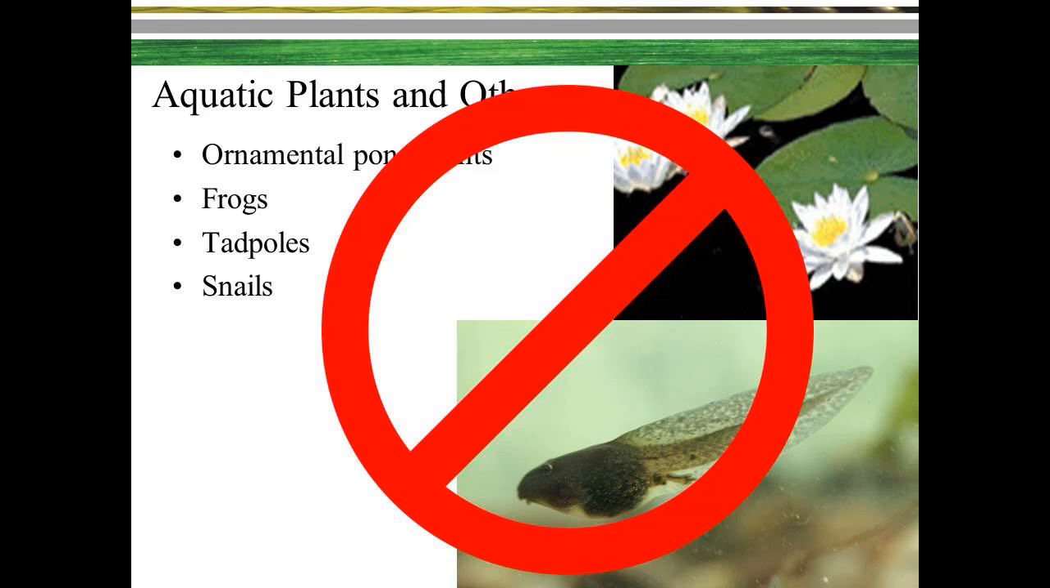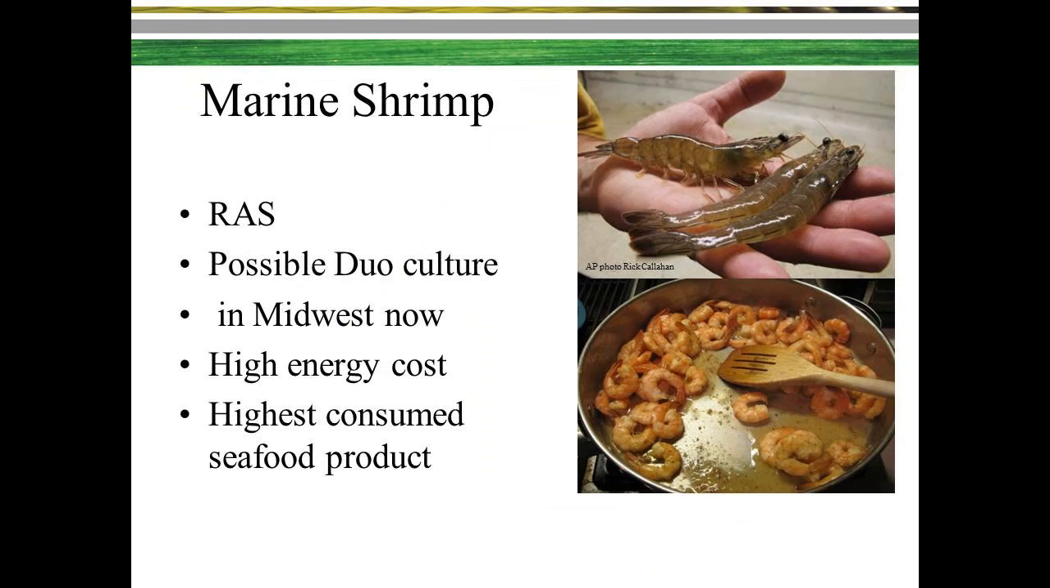So the state is saying you're not allowed to sell any tadpoles, frogs, or snails. I know I see everybody's face just sad now, because that's what they really wanted to grow: frogs and tadpoles. But no to that. You're not allowed to do that anymore. These are some of, like I said, the newer species. They're not new, but new to Ohio.